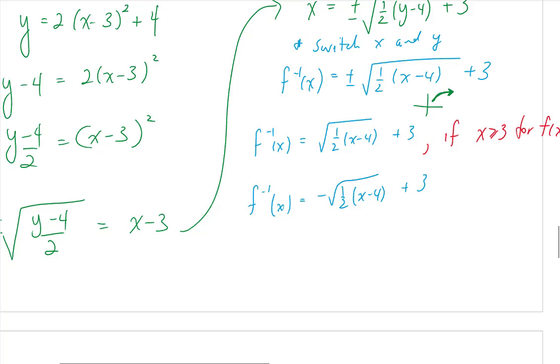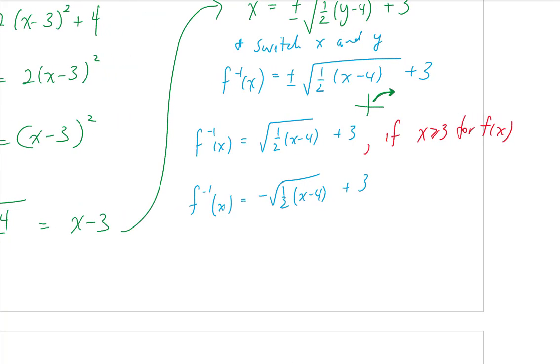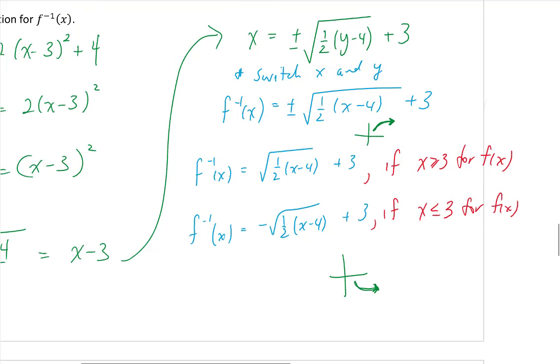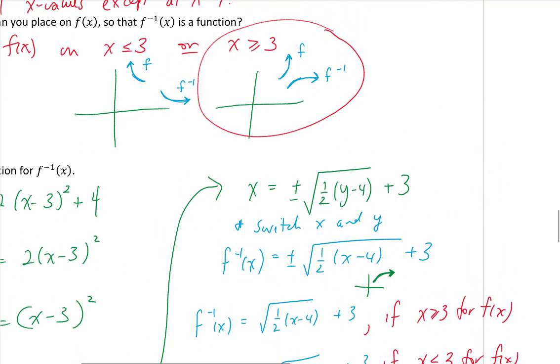So there is the equation for it. And similarly for the next one, if x is less than or equal to 3 for f of x, we get the bottom half, or the negative square root. So that is what that function represents, and we see that right here. There's the negative square root. There's the positive.